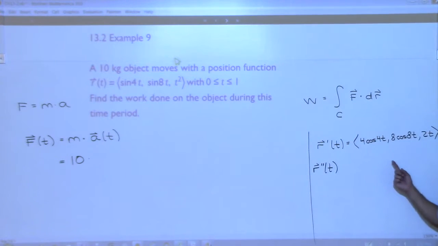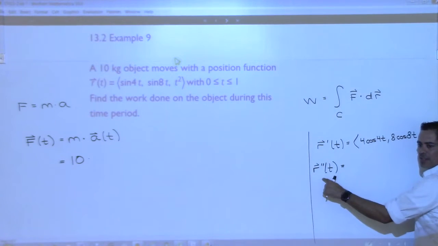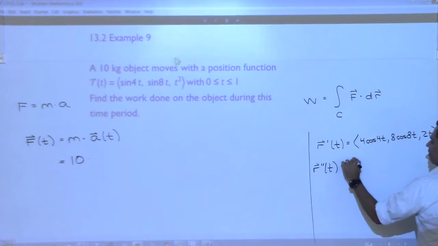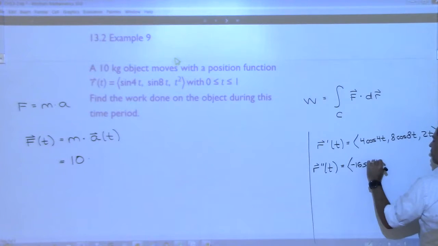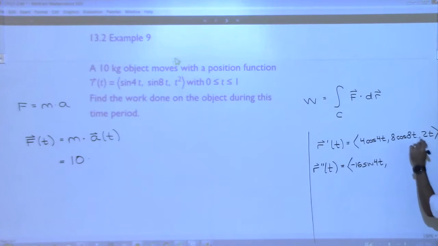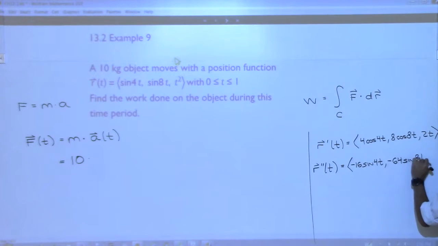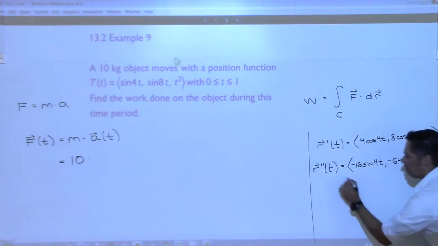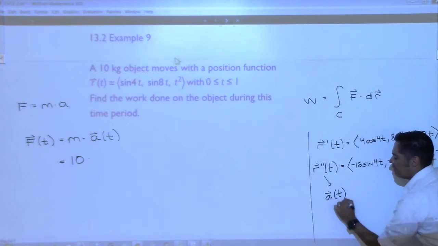Are we okay with that? Okay, now we go derivative again. This is velocity, this is acceleration. So the second derivative through, we get negative 16 sine 4t, and then here we get negative 64 sine of 8t, and our last component is just 2. So this is our acceleration function as a function of time.